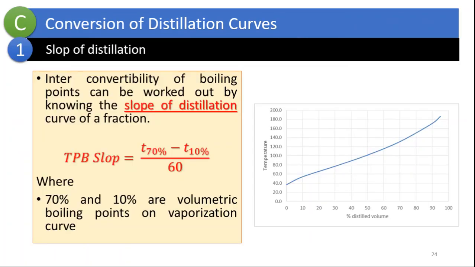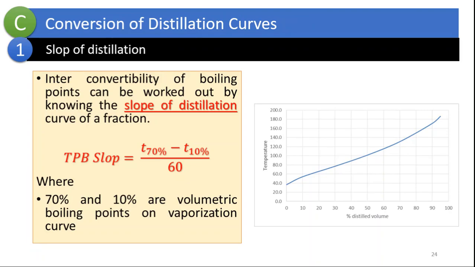Now come to the next one, how to convert the TBP distillation curve into the ASTM distillation curve. Normally we always have the TBP distillation curves, so using the TBP distillation curve, we can convert into the ASTM distillation curve. It's very simple. You can use the concept of slope. So how do we calculate the slope of the TBP curve?